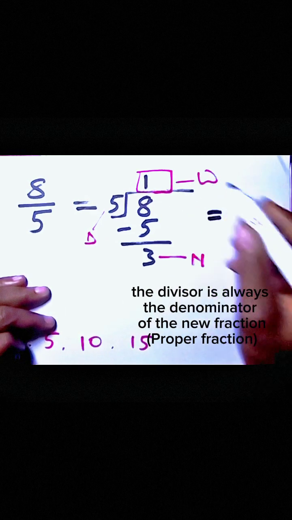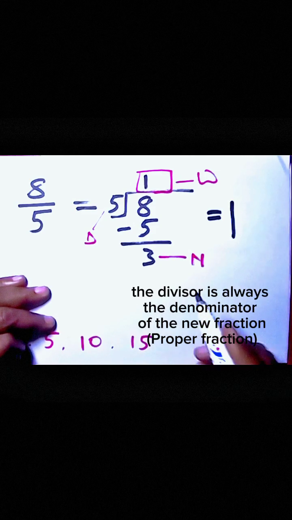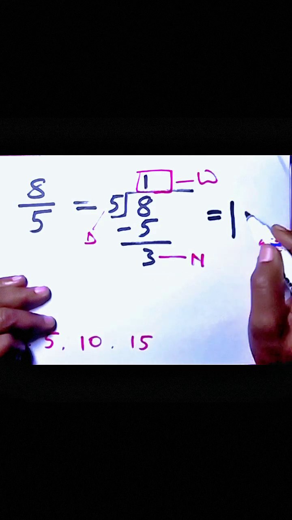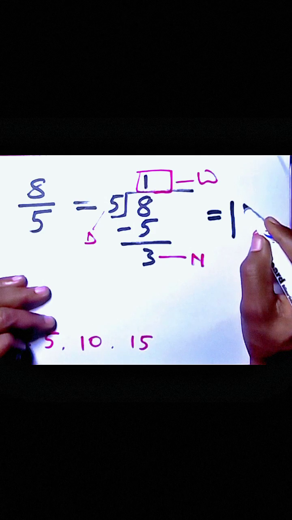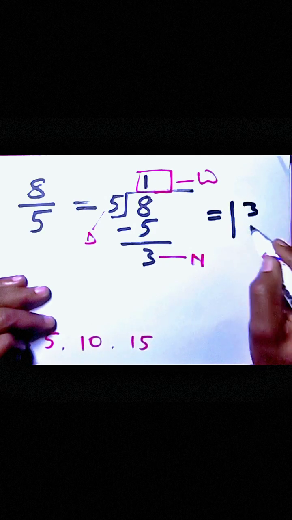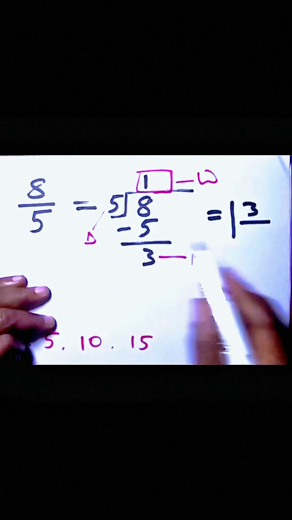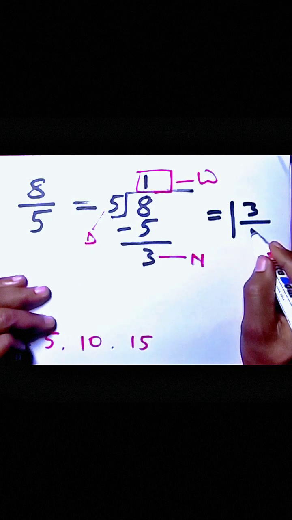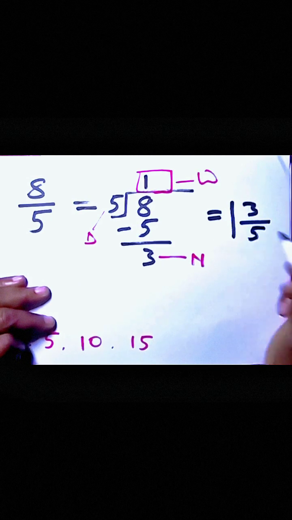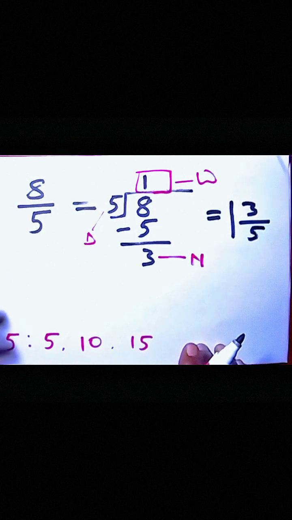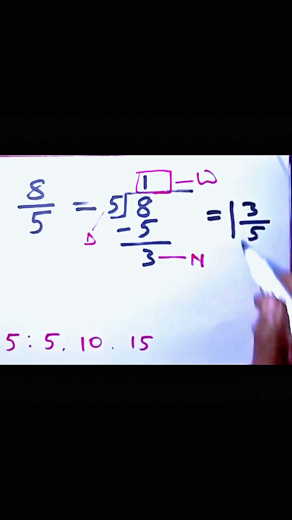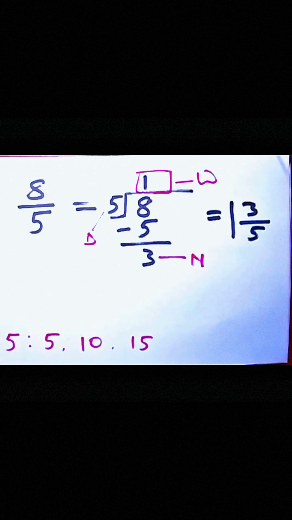So we said this is the whole number, 1, and this is the numerator, which is 3, all over this, the denominator, which is 5. So the mixed number that we're getting from this is 1, 3 over 5. That is the mixed number.